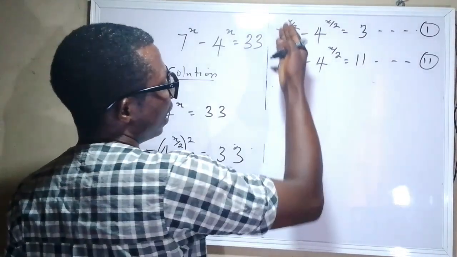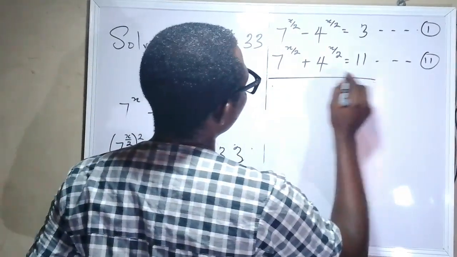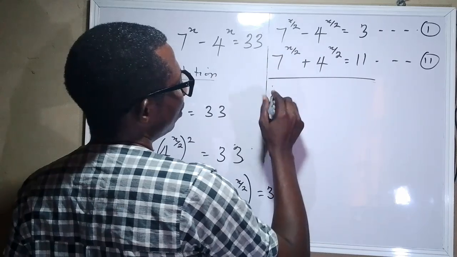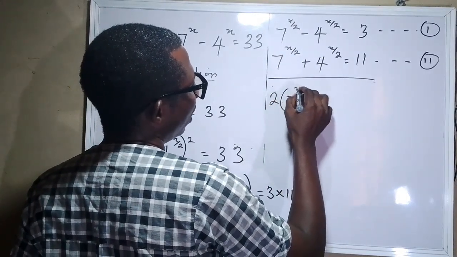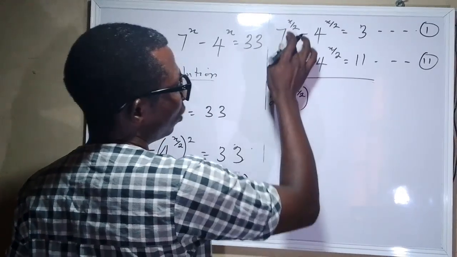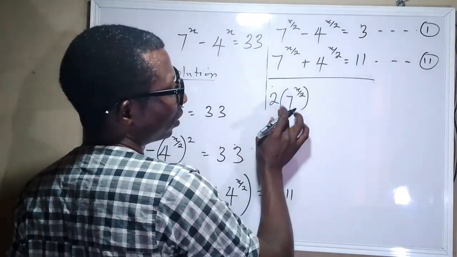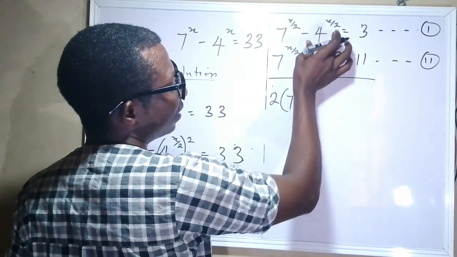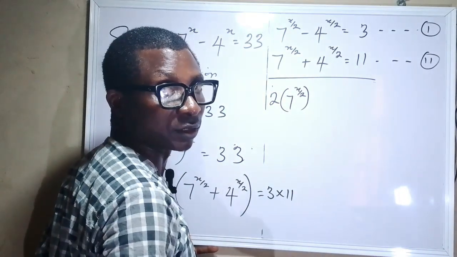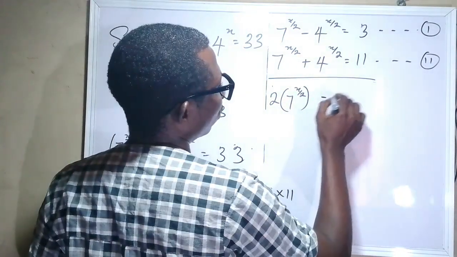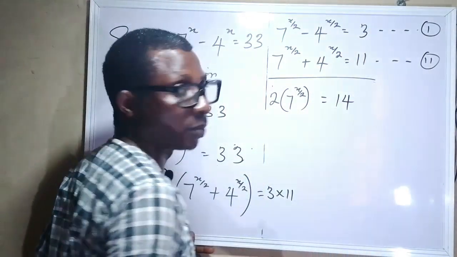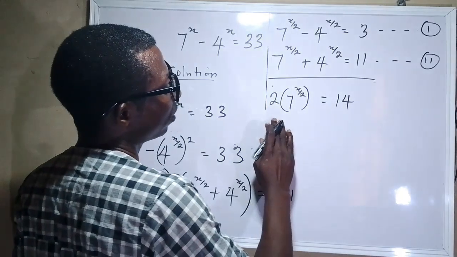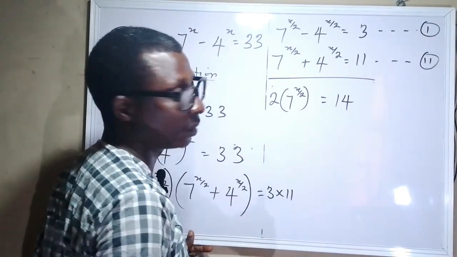So now let's add the two together. When you add this and this together, we have 7 raised to the power of x over 2, so 2 of it. When you add this and this together, they are the same thing but opposite signs, so that's going to be 0, and equals, when you add this and this together, 14. 3 plus 11 is 14. So now you divide both sides by 2.